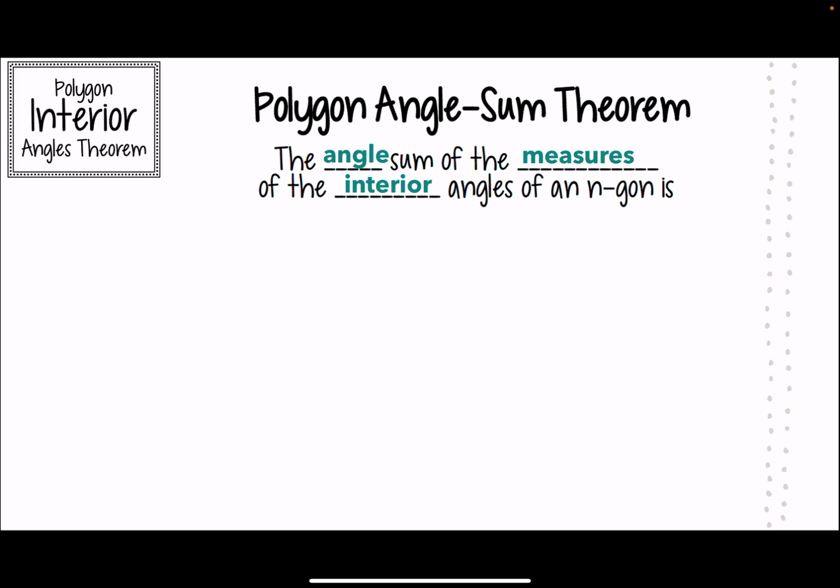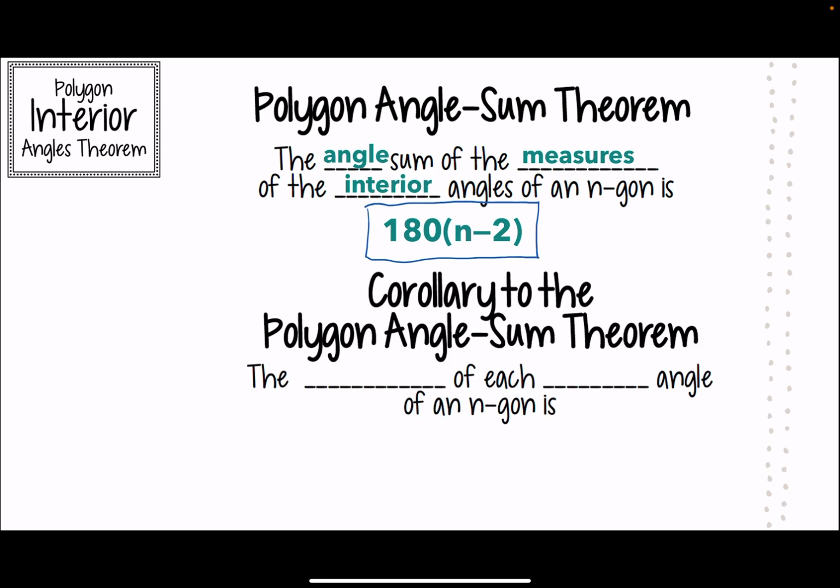So no matter what it is, if it's a hexagon, meaning it's got 6 sides, a pentagon, meaning it's got 5, a trigon, which means it's got 3, it's going to be 180 times n minus 2. This right here is a formula that you really need to know. If you don't know this next corollary, you can still figure out your life.